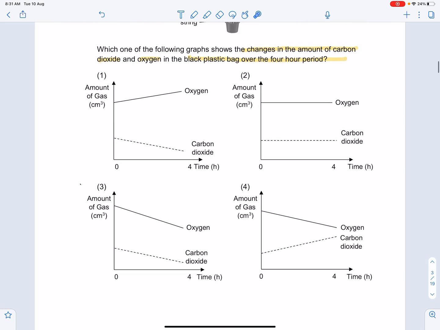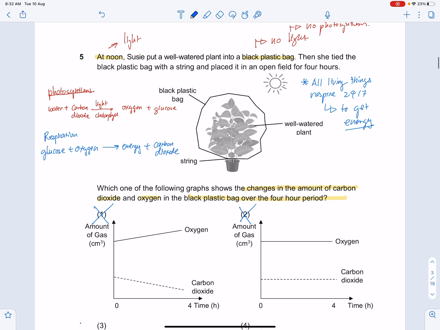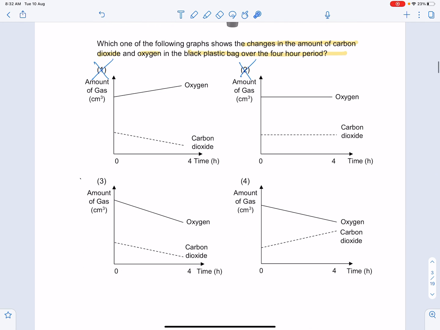Looking at it, I know that 2 is wrong because 2 is the only one that is straight. The rest are all depleting. 1 is also wrong because it is increasing. So right off the top, I have cancelled out 2 options, leaving option 3 and 4. Then, in respiration, carbon dioxide is given out, so I should see an increase in carbon dioxide and a decrease in oxygen. Therefore, my answer will be 4.